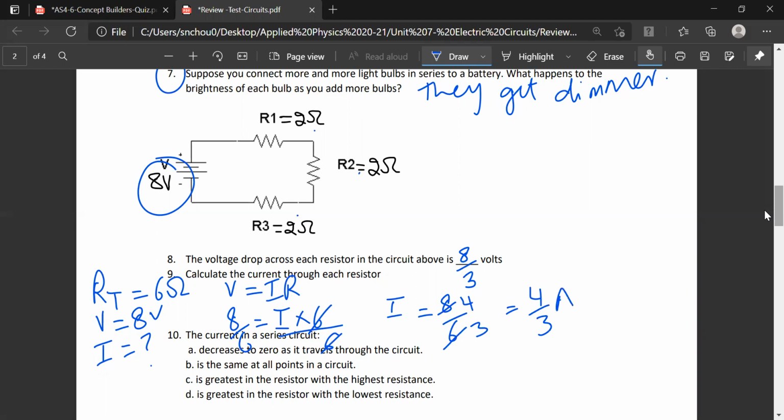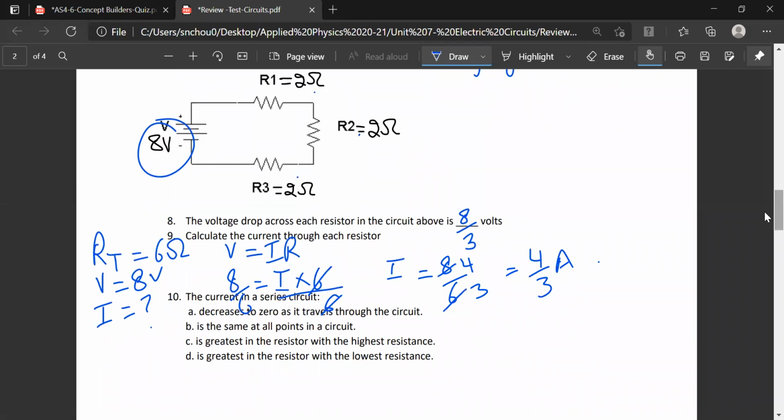I'll just leave it as fractions. Fractions are better than decimal, but I don't mind if you did decimal either. So 4/3 of an amp. Any questions so far? So the current in a series is the same everywhere. It's the same through each resistor. Doesn't matter what the value is.